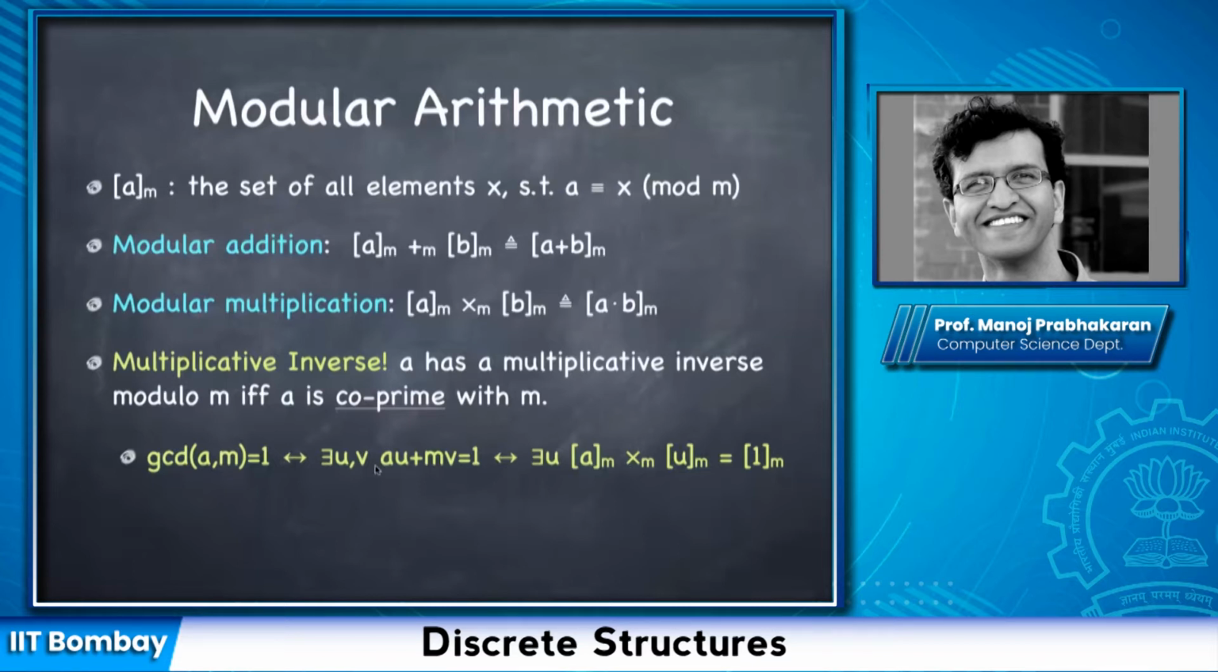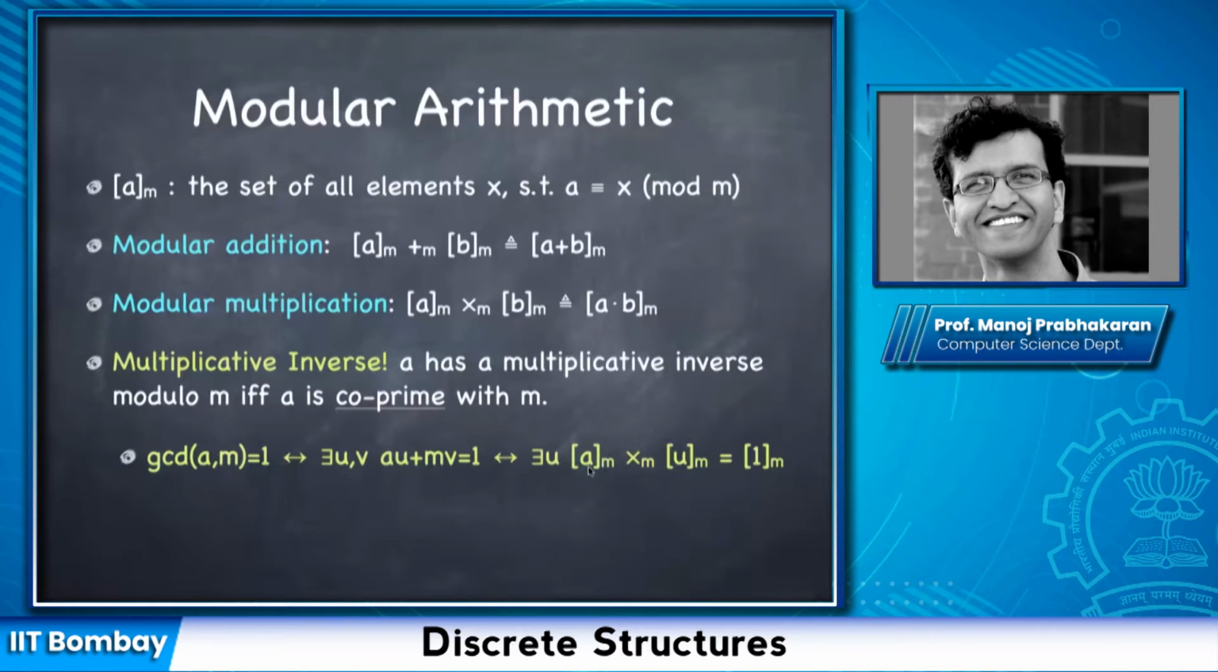So if there exists UV such that this holds, then there exists UV such that this holds. There is no V here. So this statement implies this. Conversely, if you take this statement, what is it saying?